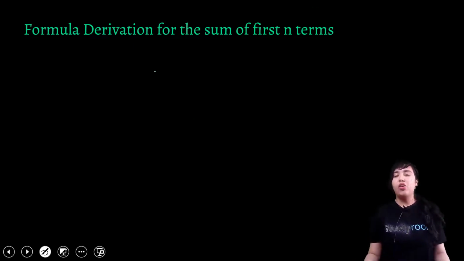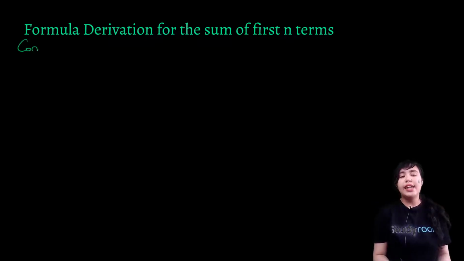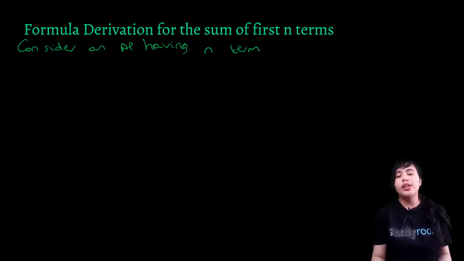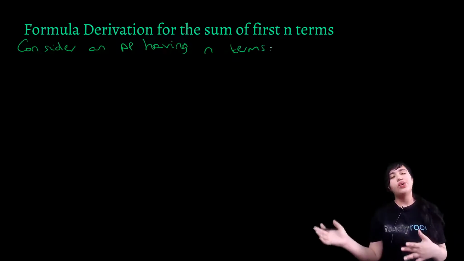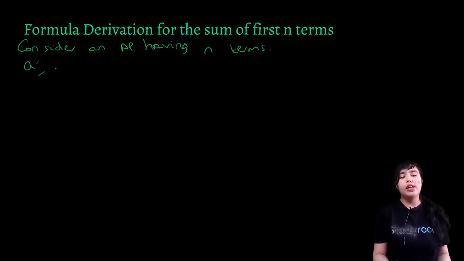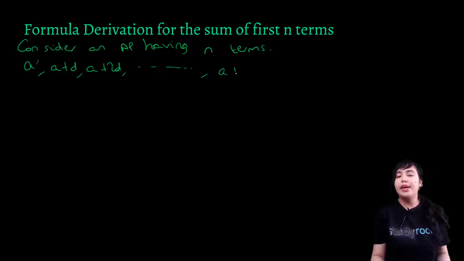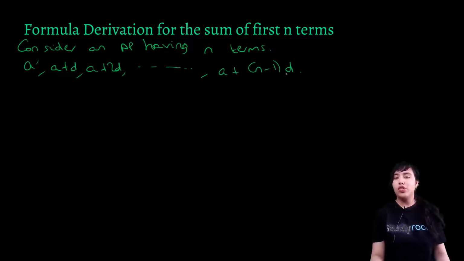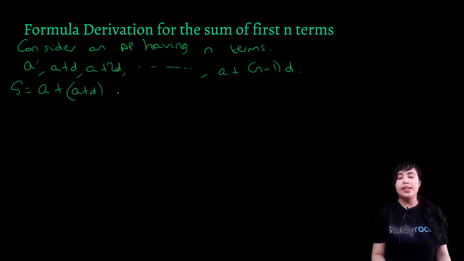Now let's see exactly how we are getting this. Consider an AP having n terms. The general form of an AP could be A1, A2, A3 going on till AN, or we can also write it as A, A plus D, A plus 2D going on till A plus n minus 1 into D. This is your nth term. For this AP, you find the sum. The sum would be A plus (A plus D) plus, going on till A plus n minus 1 into D.